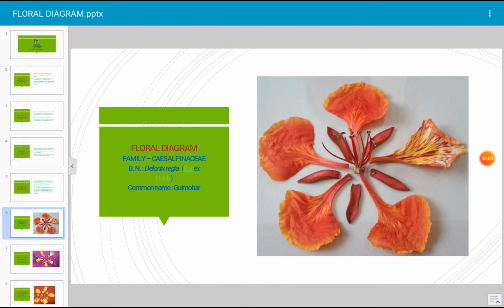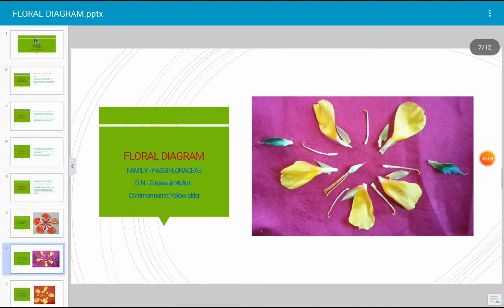But that is not done, so this diagram is incomplete. Just to create interest among the students, this has been given here. The same type of diagram is given again, the floral diagram of Ternia almifolia.